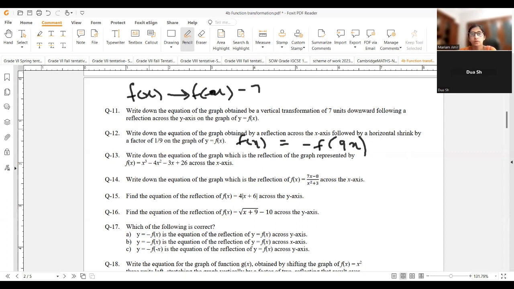Write down the equation of the graph which is a reflection of the graph represented by this across the x-axis. So we multiply everything by a negative sign. It's going to be −x³ + 4x² + 3x − 26. Yes.